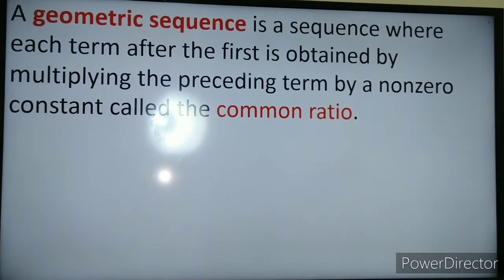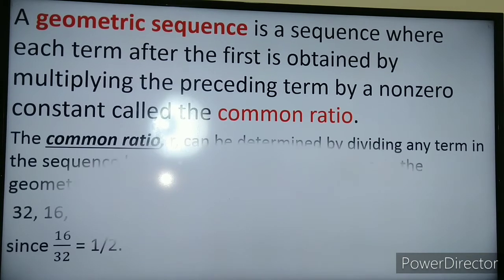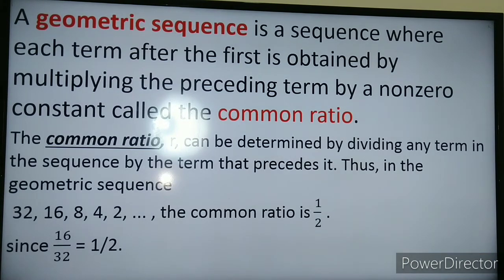We have the definition here about geometric sequence. It's a sequence where each term after the first is obtained by multiplying the preceding term by a non-zero constant called the common ratio. When we say common ratio, it's represented by small letter r, and to find it, we are going to use division.